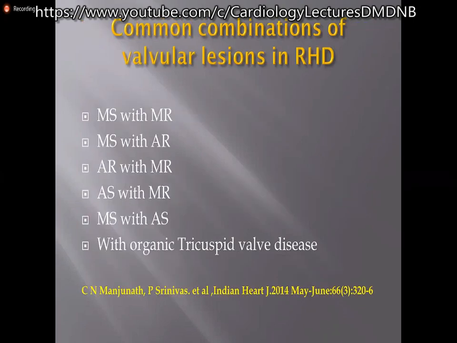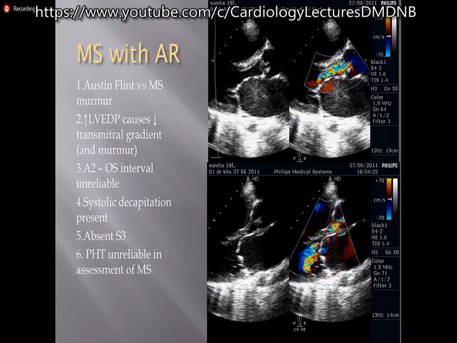So if you look at the various combinations of valvular lesions in rheumatic heart disease, the most common multivalvular lesion is MS with MR, next is MS with AR, third is AR with MR, fourth is AS with MR, and least is MS with AS. So MS with AS is least, and MS with MR followed by MS with AR is the more often presentation of a multivalvular disease. So this is just a clinical relevance.